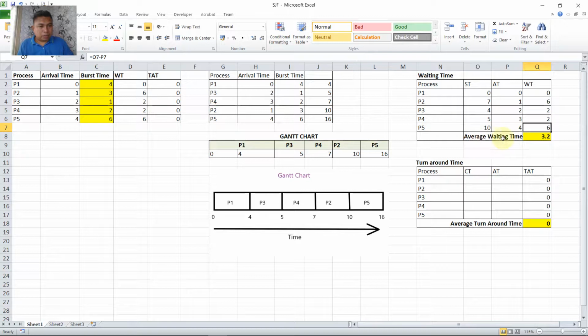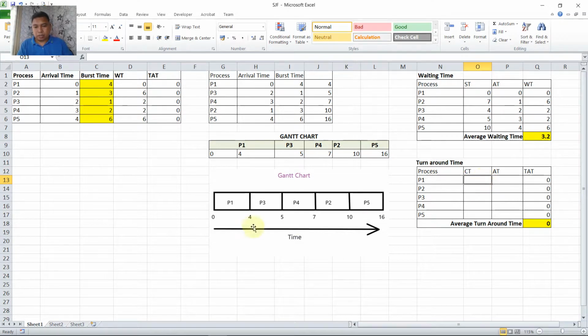Okay, to get the average waiting time, add process 1 up to 5 and divide by 5. Or you can use the average formula for this one. Next, we'll proceed to the turnaround time. Before we proceed, the answer for the waiting time is 1 and this one is the same. To solve for the turnaround time, completion time minus arrival time is the turnaround time.